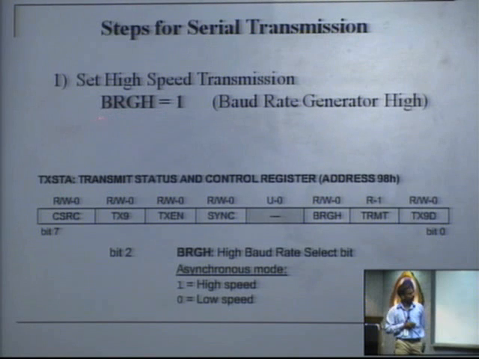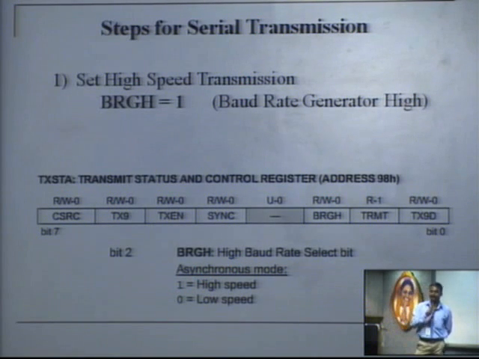So if you are making BRGH equal to 1, here you can see, in the asynchronous mode, here there are two types of transmission, synchronous and asynchronous. USART means universal synchronous asynchronous receiver transmitter. But usually we will be doing only asynchronous transmission. Why?